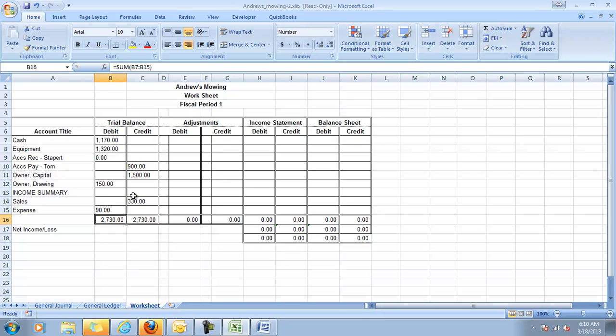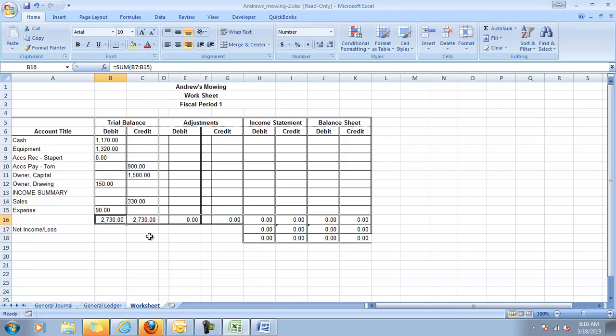Once you've transferred your balances over to the trial balance, you'll need to total up each of those columns, and they should add up to the same amount. So I've got $2,730 in both of those columns. My debits and my credits are equal. That means I've probably got things right. If those numbers are not equal, it probably means I messed something up along the way. So I'd have to go back and check.